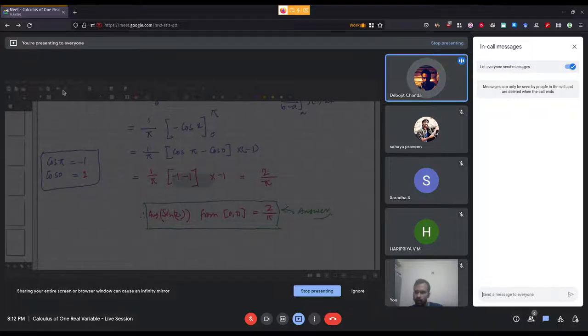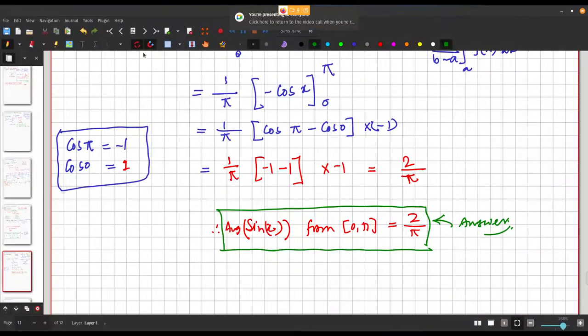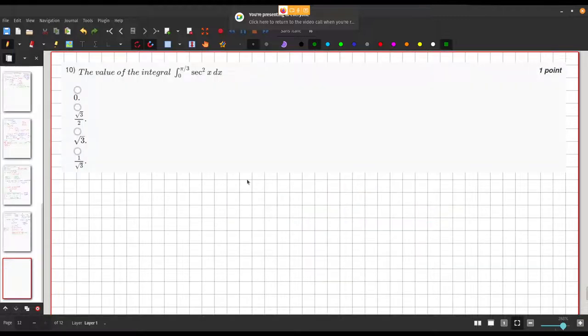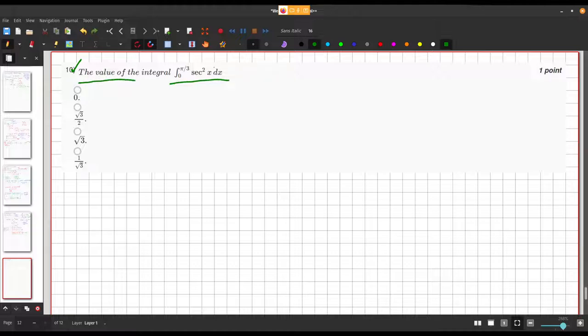Okay, I don't think there are any questions, so we can move to the last problem, which is just asking to calculate an integral. Do an integration of sec squared x in the interval 0 to pi by 3. So the problem is to calculate the integral I from 0 to pi by 3 of sec squared x dx. This is a pretty simple integration.